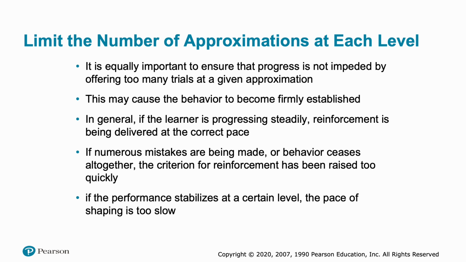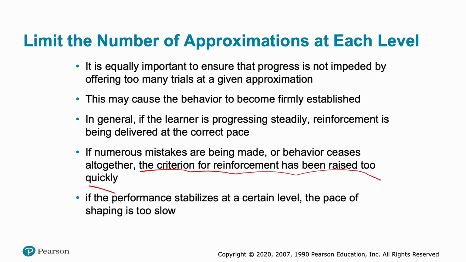If numerous mistakes are being made or a behavior ceases altogether, the criterion for reinforcement has been raised too quickly. I talked about this earlier, okay? This is where if you have a step that's too difficult to achieve and that person is not accessing reinforcement, you are risking that behavior being placed on extinction, and then the behavior stops occurring altogether. This simply means that the criterion for reinforcement was raised too quickly, and that behavior was not achievable for that client. It was too difficult.